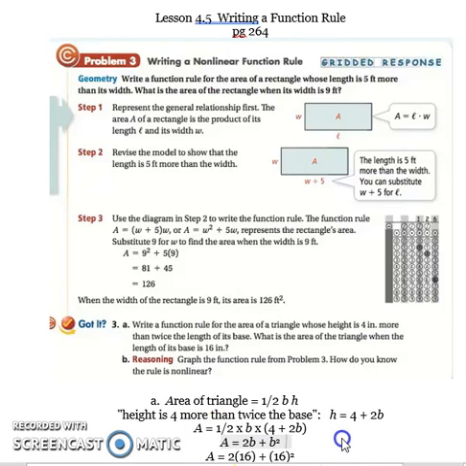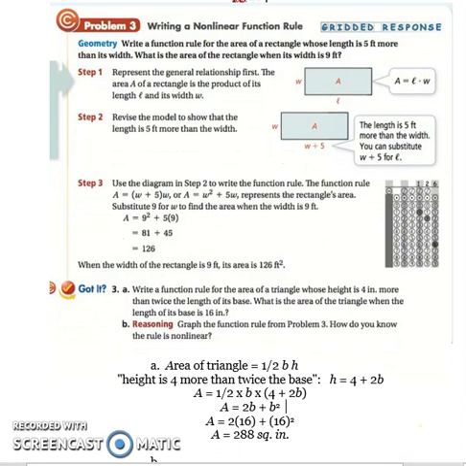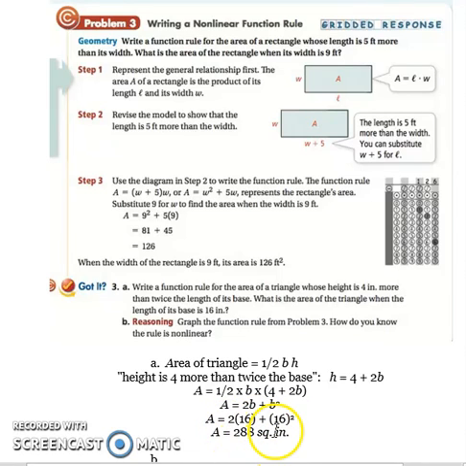Knowing that the height is 4 more than twice the base. It says, what is the area when the base is 16? So we're going to plug 16 in for this b and this b, because the b can't be two different values. I got a little confusing with the word b. So we have 2 times 16 plus 16 squared. 16 squared is 256 plus 2 times 16, which is 32, gives us 288 square inches. Again, remember that area is always square something, whether it's meters or feet or inches or whatever.